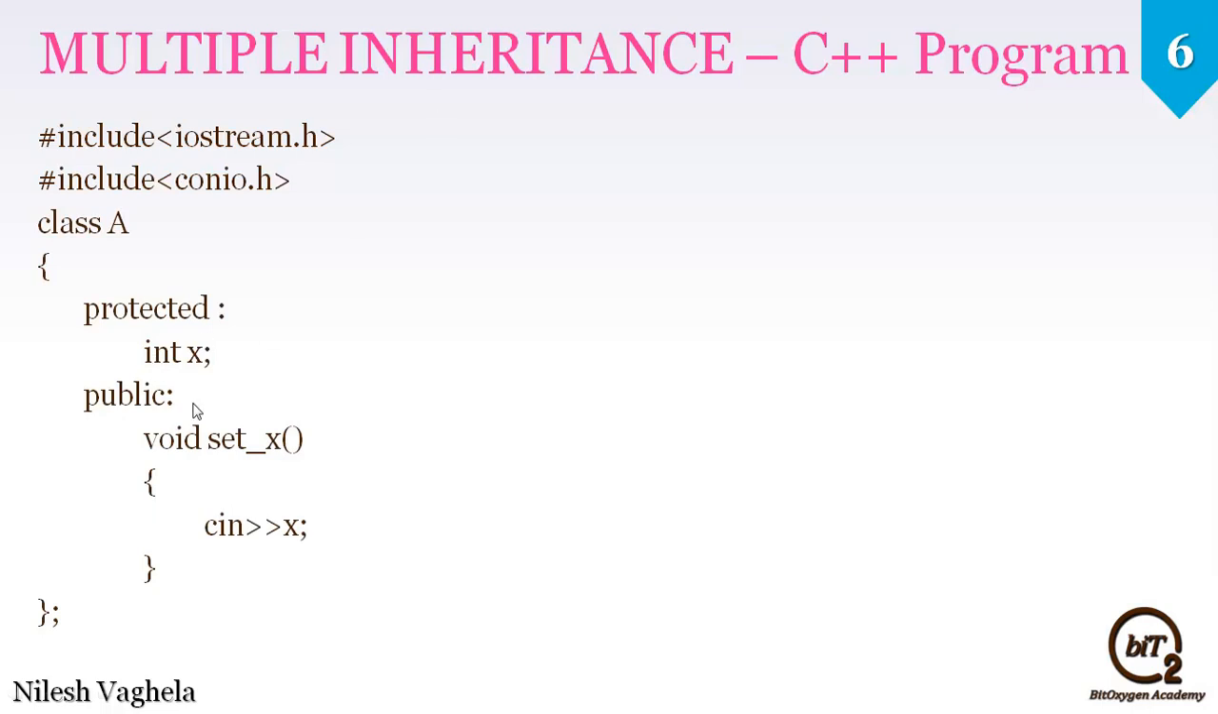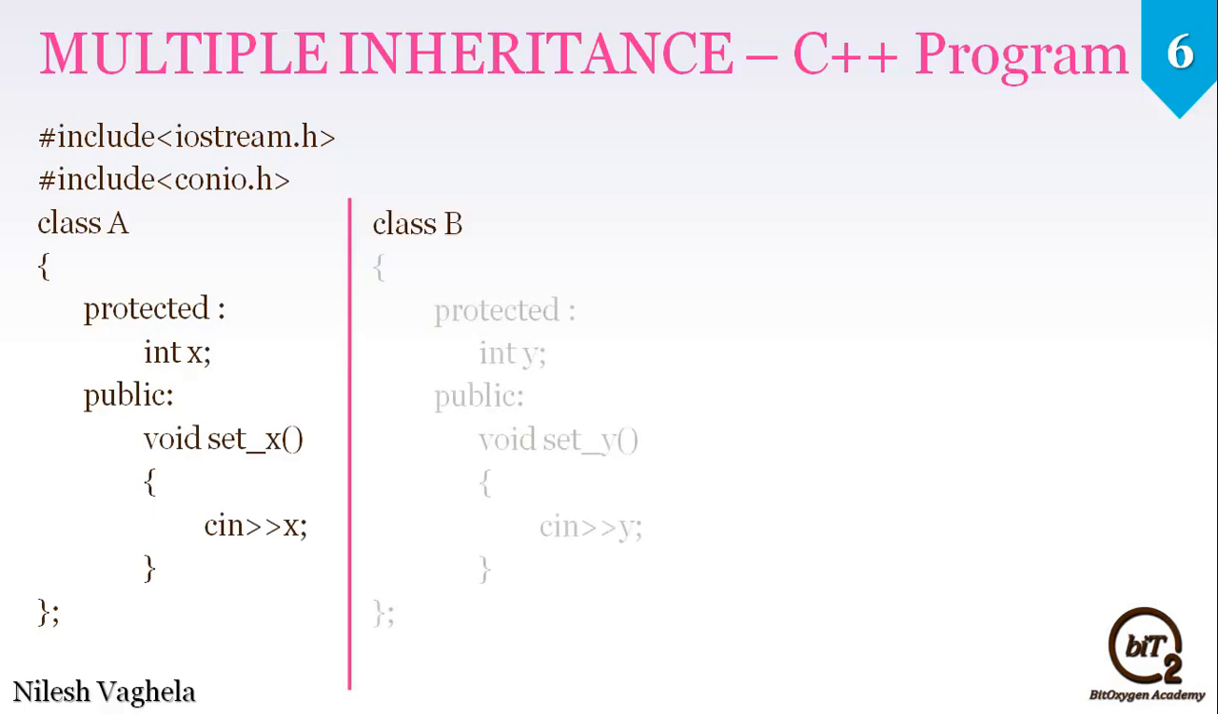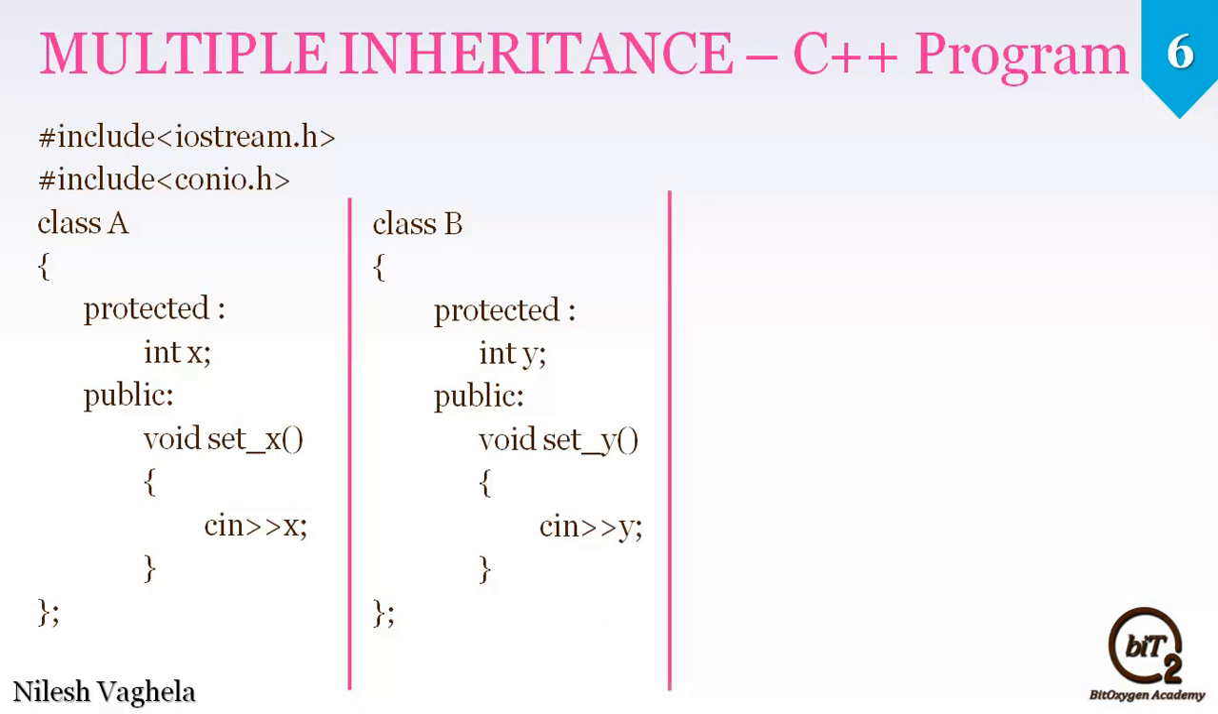Now set_x will set the value of x. Similarly, I have created class B for integer y, and I am deriving class A and B into class C by the symbol colon public A comma public B. So if I want to inherit multiple base classes, it will be done this way, where each and every class will be separated by comma.